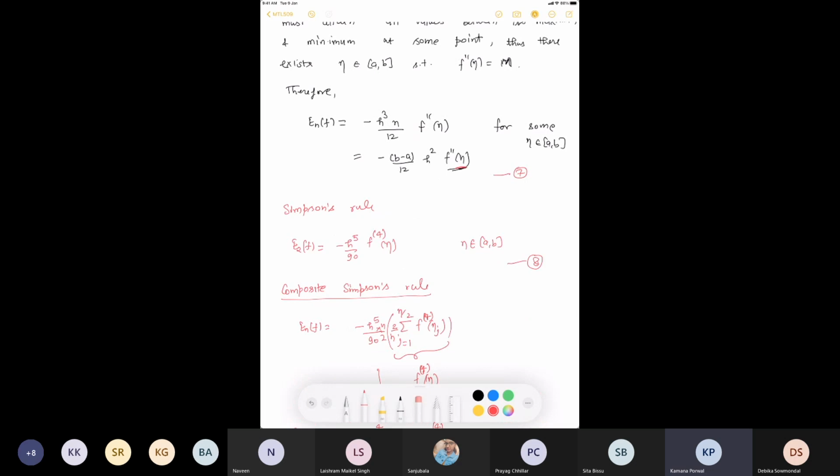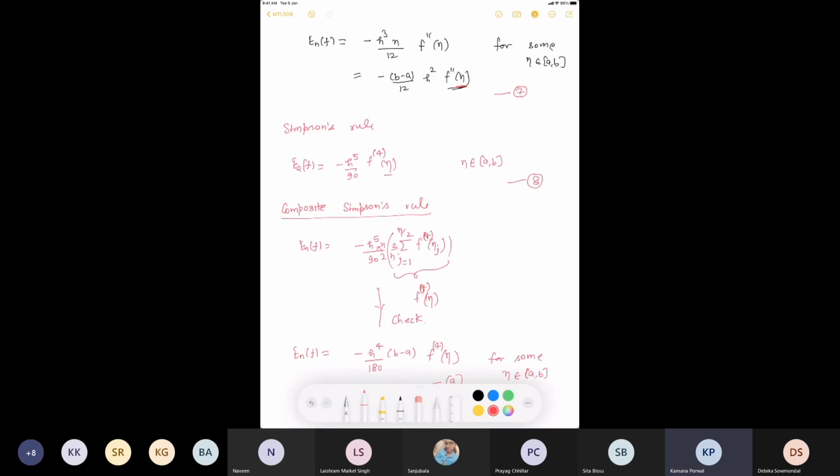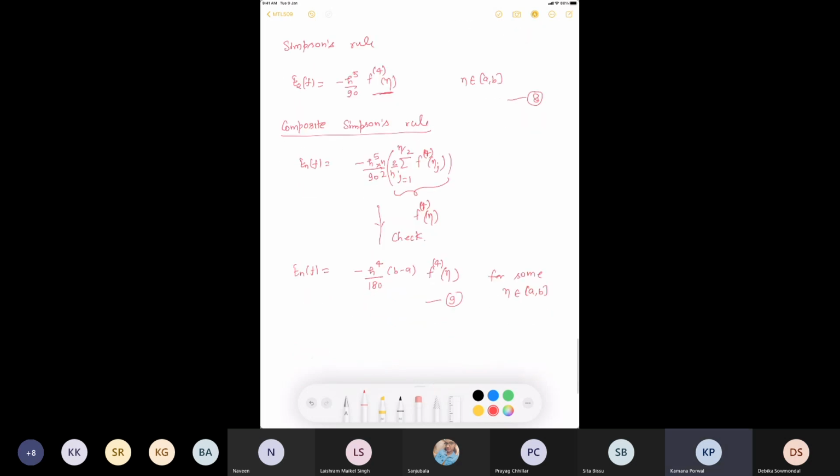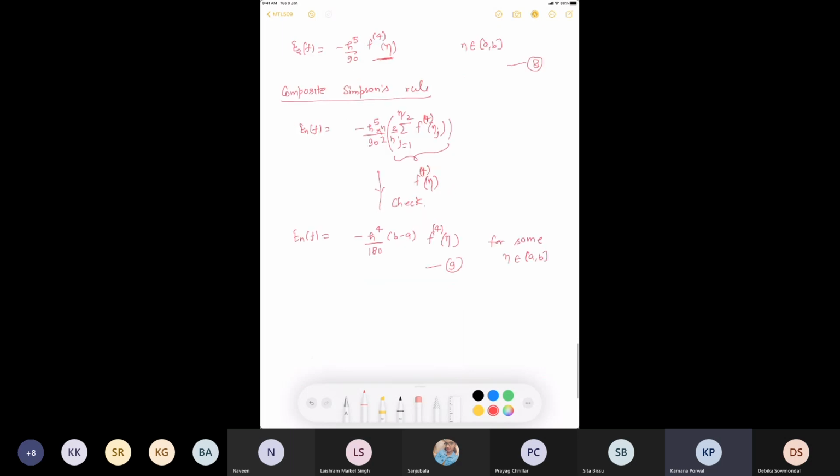So since we do not know eta exactly, which point it is, we can just get some idea of the error, that okay, this is going to be of this order. But since we cannot really compute the exact value of this, the error formulas, which is given by 6, 7, 8, and 9, right? Because it depends on some unknown points eta in the interval AB.